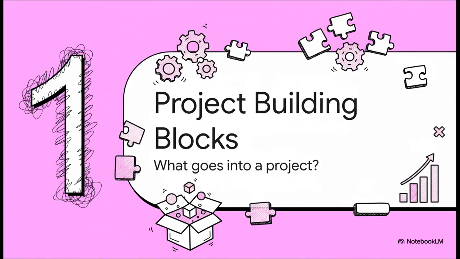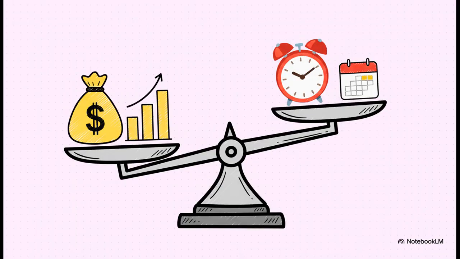So what goes inside this smart container? What are these building blocks that give you so much clarity? Let's break it down. Okay, first up, you've got the money. This is your budget. It's what you expect to earn and what you plan to spend. And then you have the time, the project's life cycle from its start to its end date, and crucially, the estimated hours you think it's going to take. Because let's be honest, in business, time isn't just a resource, it's a cost.